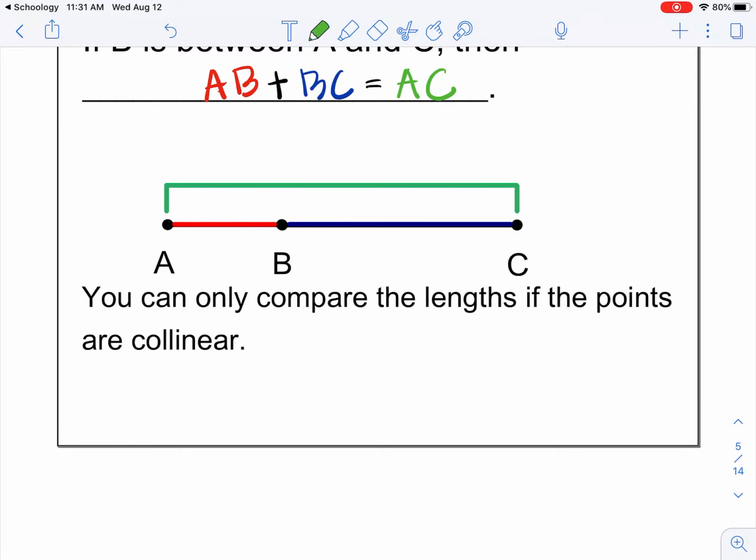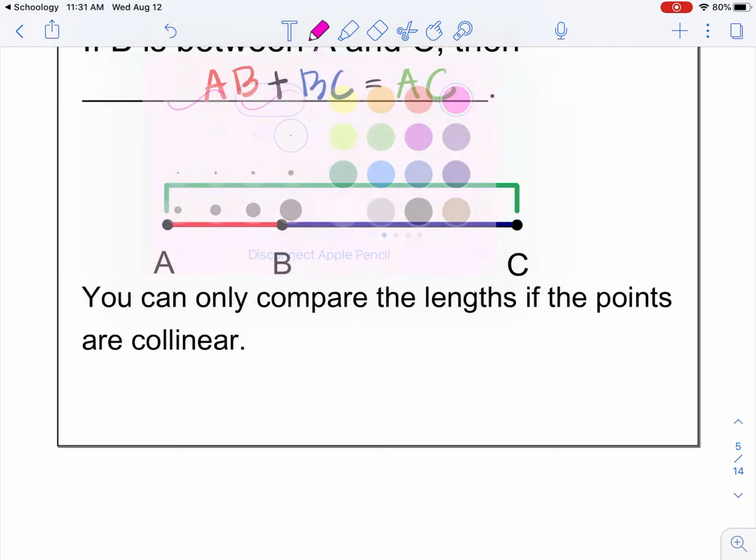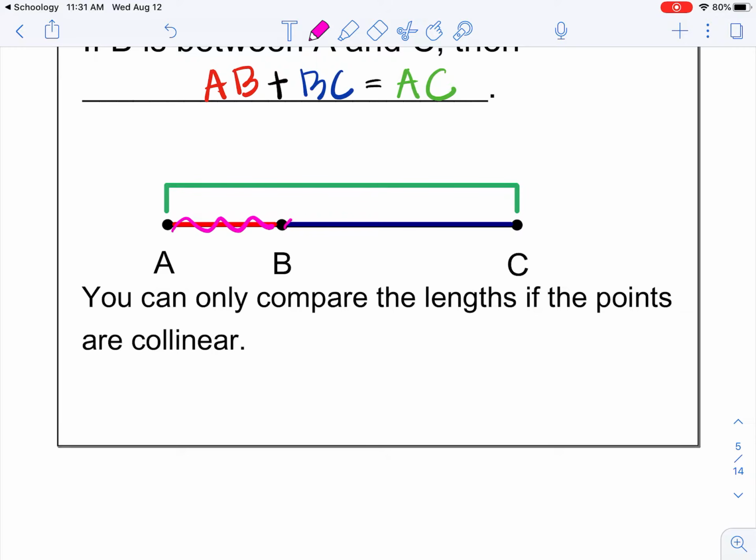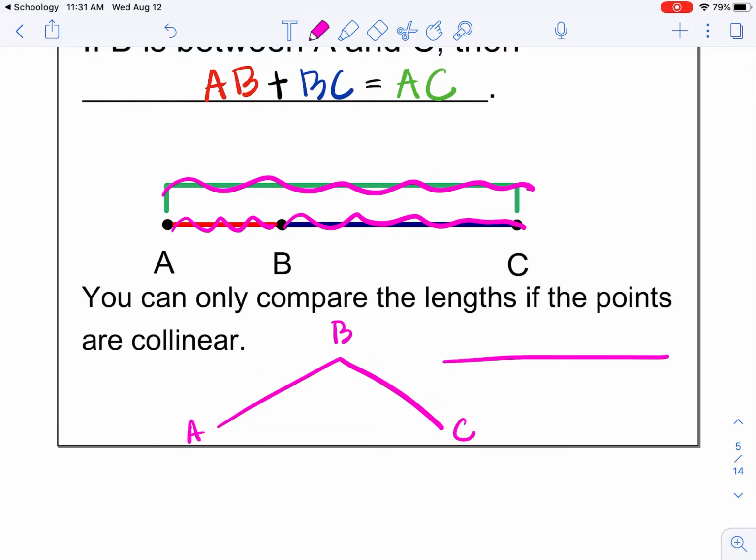You'll see me do this a lot. Let me change colors here. It's just something different than these three. This piece plus this piece equals the whole thing. And it makes sense because if you add those two pieces together, you get the whole piece. Now, one thing that's really important is that you can only compare lengths if points are collinear. When I say the word between, it means that the points are collinear. So when I say B is between A and C, I do not mean that B is between A and C right here. By using the word between, it means that they form a straight line and B is somewhere in between the points A and C. So this is not okay.